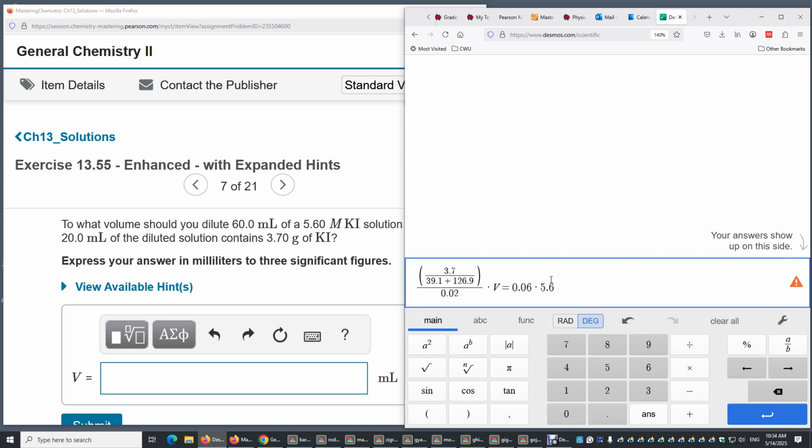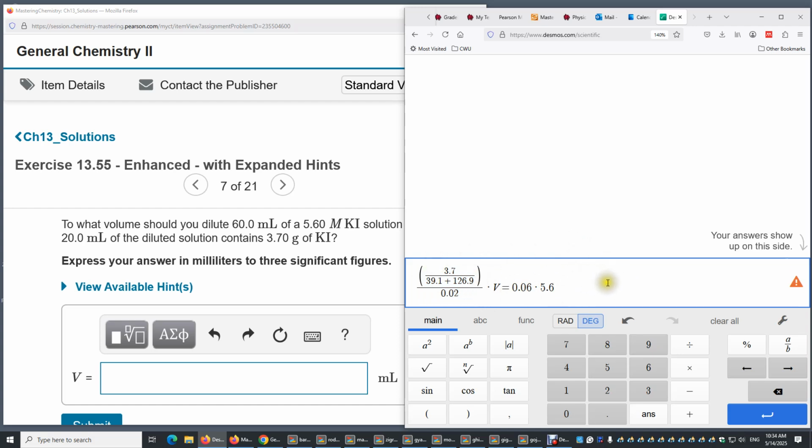Alright, this is the setup. Again, on the right hand side, we have the amount of KI in the original solution. Over here we have the amount of KI after the dilution, because the amount of KI should not change in the dilution process. So again, this is the amount of KI in the diluted solution. Now we have the volume of the diluted solution and the concentration of the diluted solution.